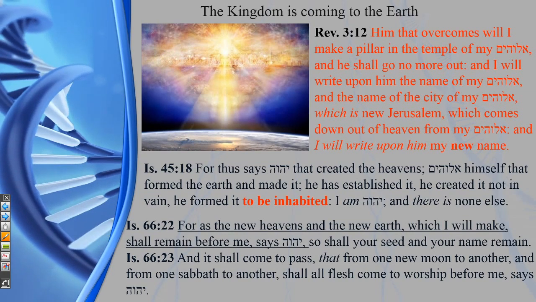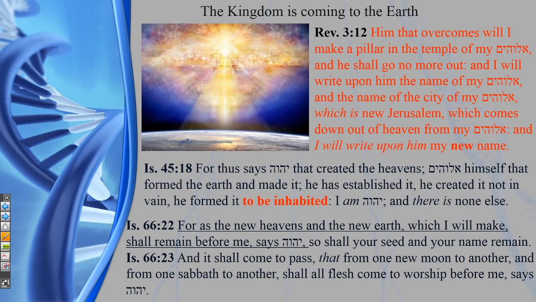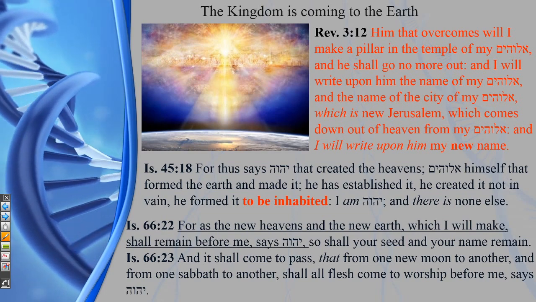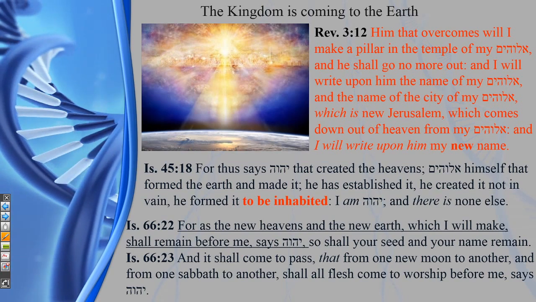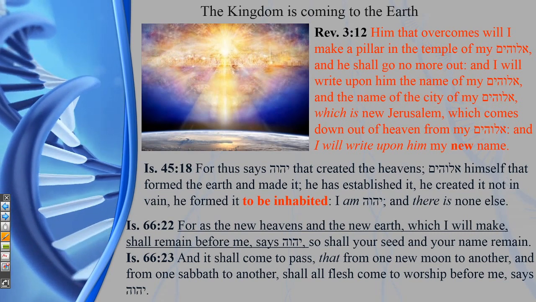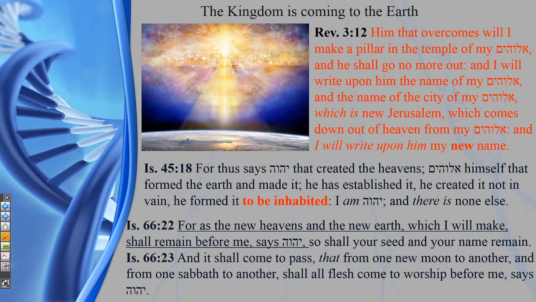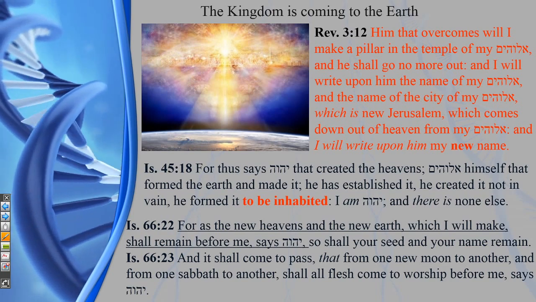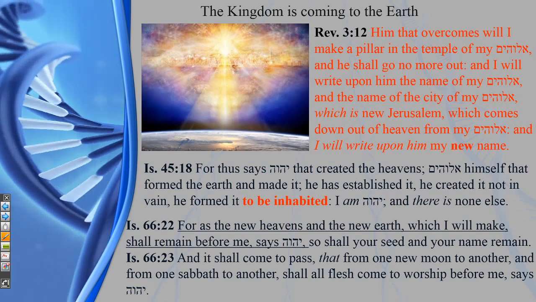Revelations 3:12. "Him that overcome will I make a pillar in the temple of my Elohim, and he shall go no more out, and I will write upon him the name of my Elohim, and the name of the city of my Elohim, which is the New Jerusalem, which comes down out of Shamayim or heaven from my Elohim, and I will write upon him my new name." Okay, you see what's happening? It's coming down. So if one's being taken, you ask yourself, where are you going?